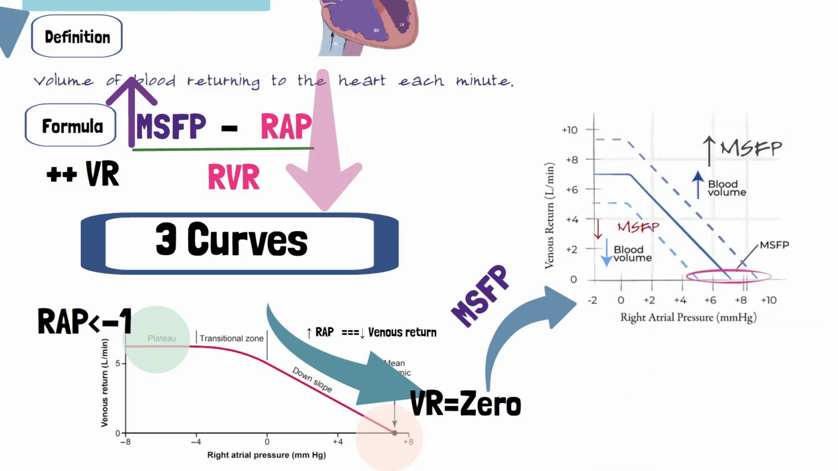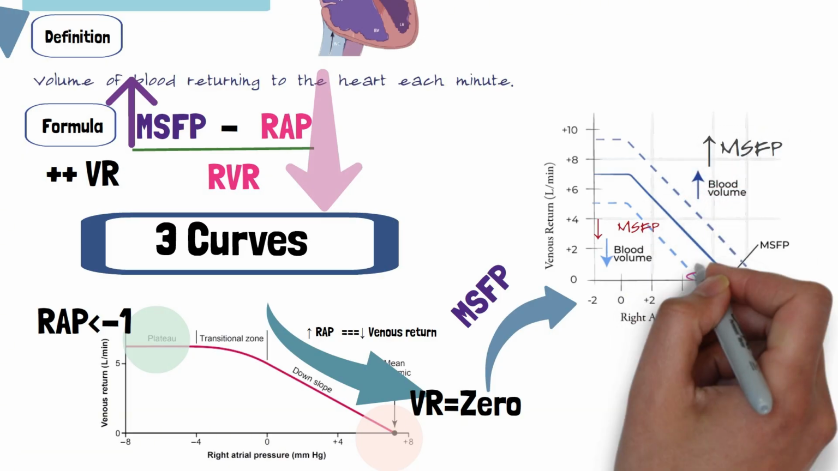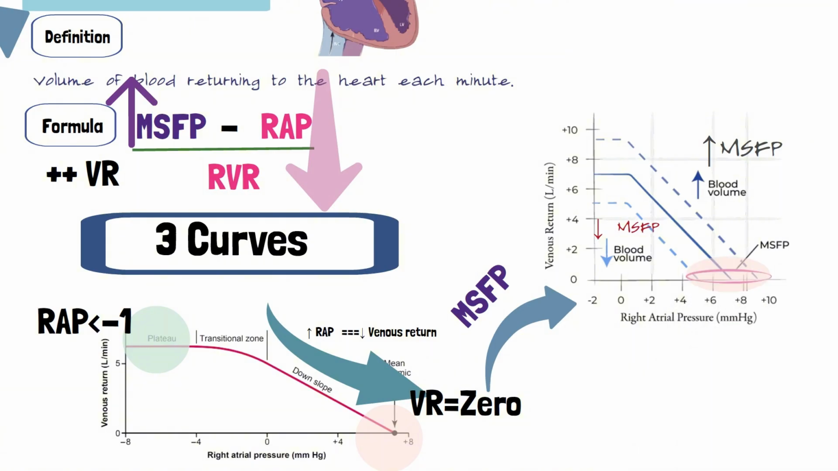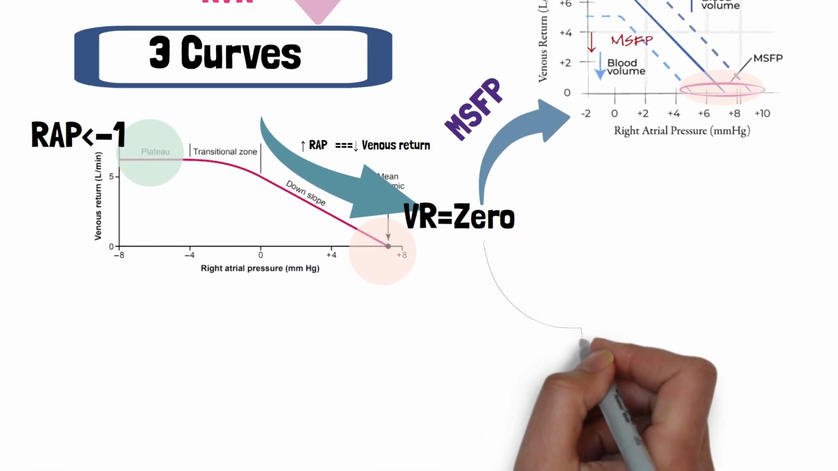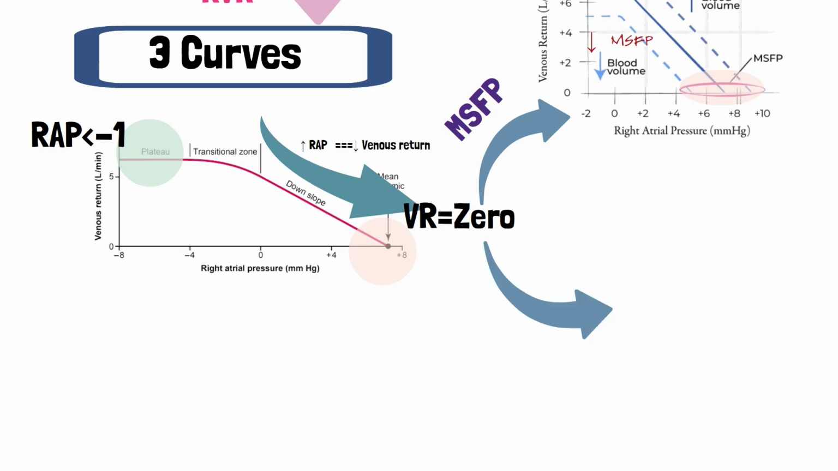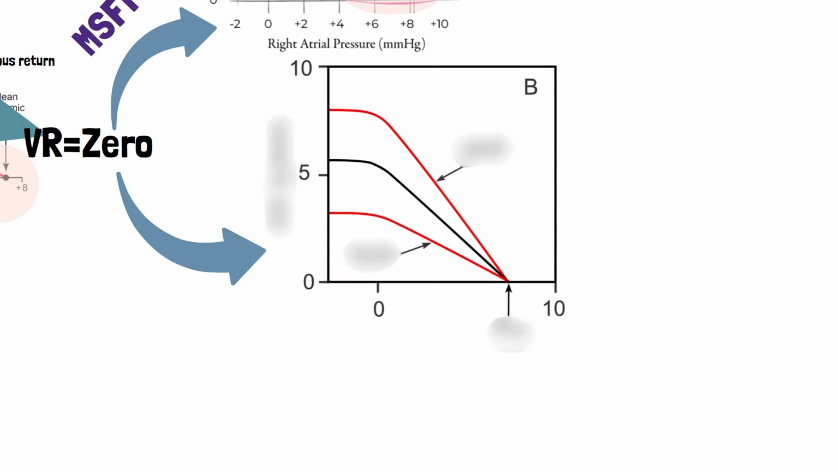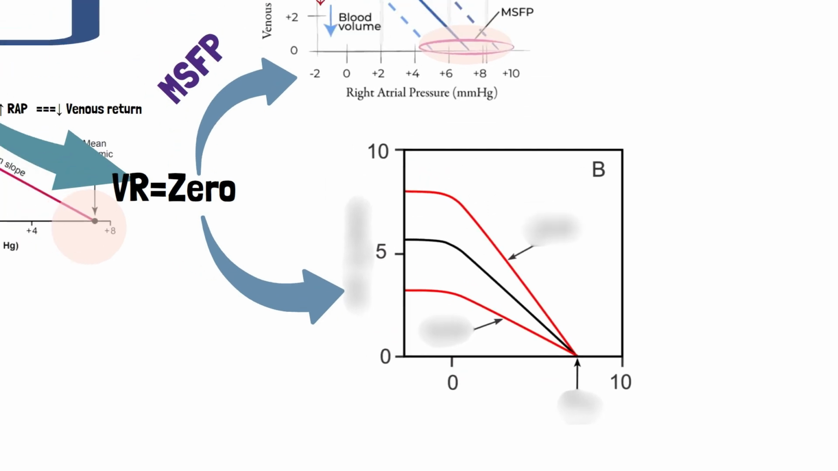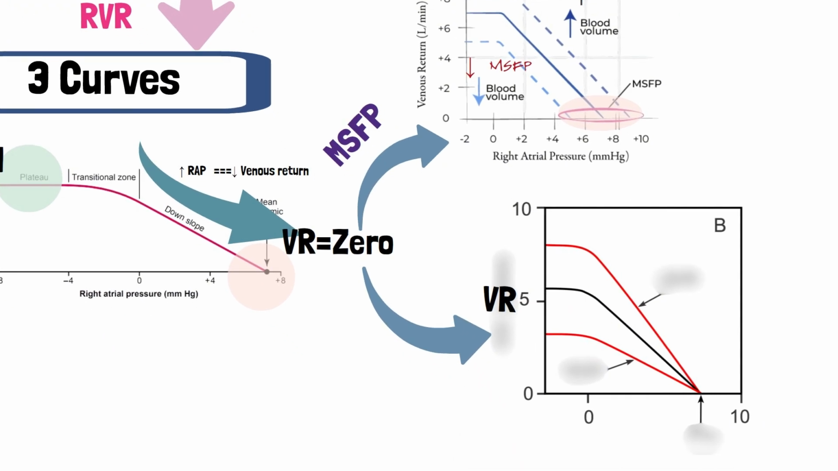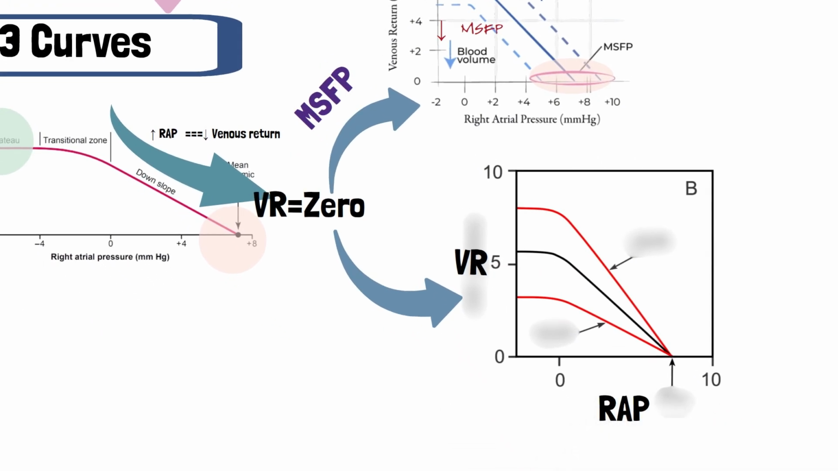Then we looked at the effect of the resistance to venous return. Increasing the resistance makes the slope of the curve decrease, while decreasing the resistance makes the slope increase more, and the intercept point remains unchanged. It does not move because the mean systemic filling pressure is fixed.